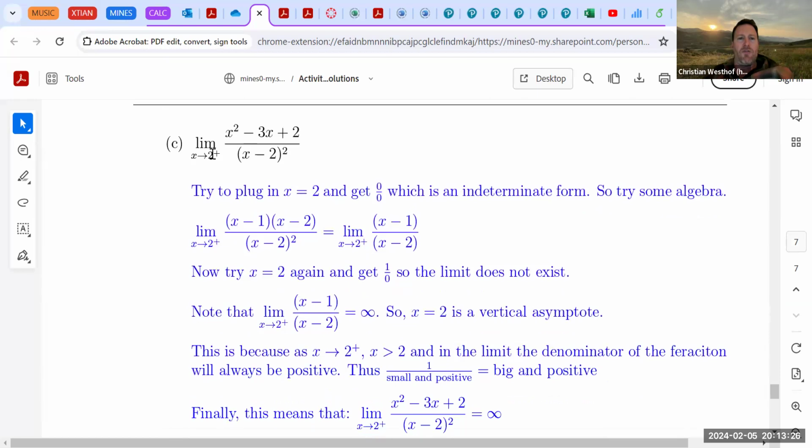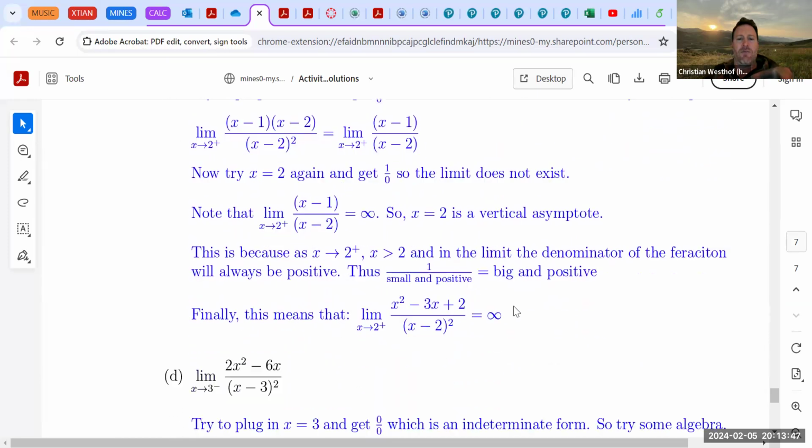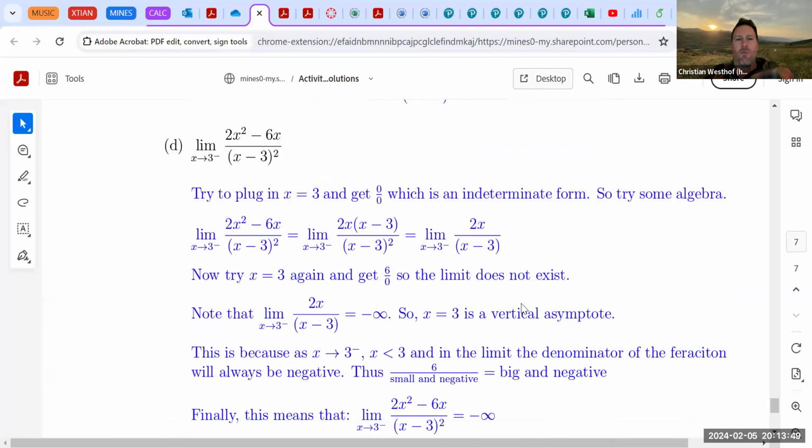What else? We plugged in 2 from the right. That looks like we had something canceling there. And when we look at just 2 from the right of what's left after canceling x minus 1, x minus 2, we get infinity. So again, taking the limit going to 2, an infinite limit, we get x equals 2 as a vertical asymptote.